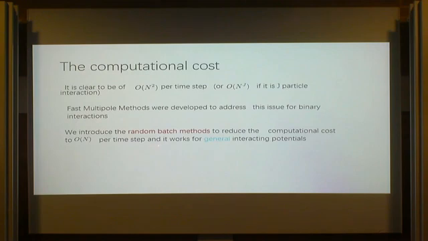And today I'm going to show you a new method, which is embarrassingly simple. But it does work, and it reduces the cost from order n squared to order n per time step. And it works for general interacting potentials, not just for short range, but also for long range.